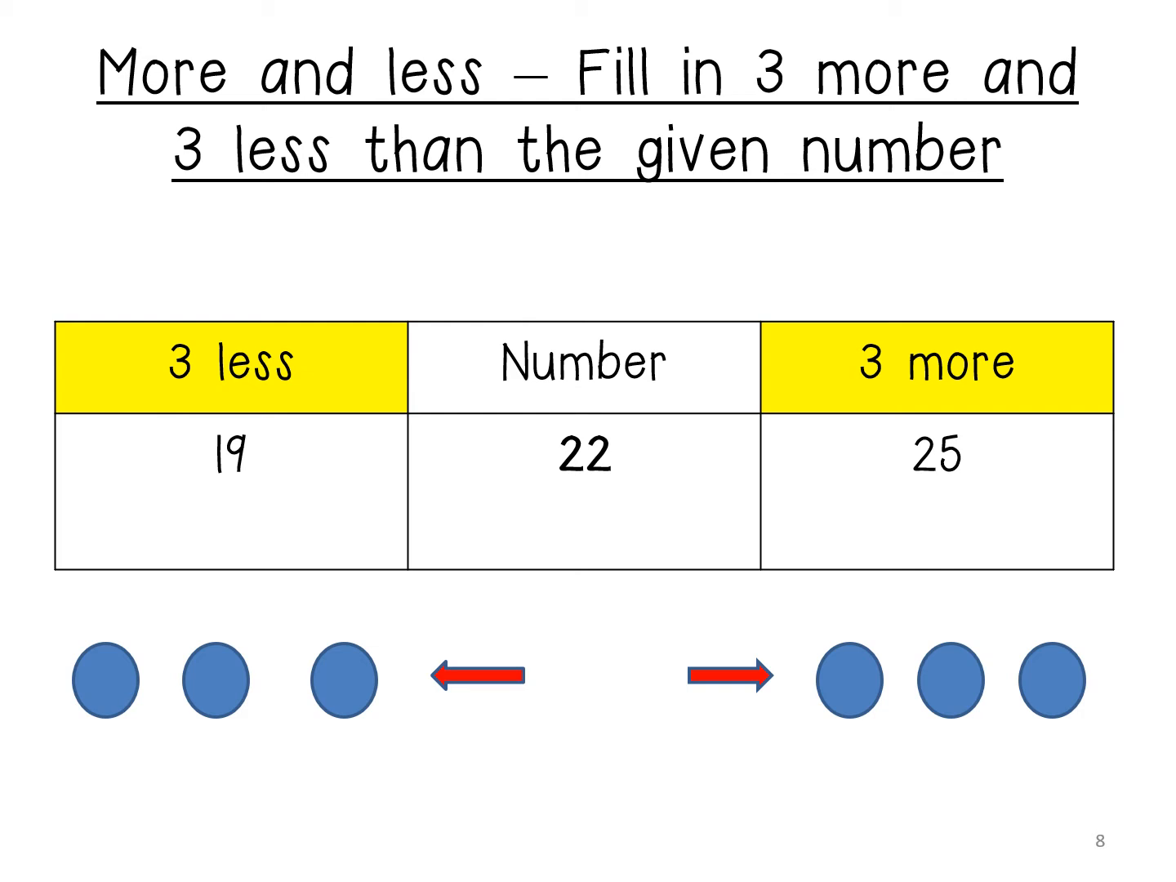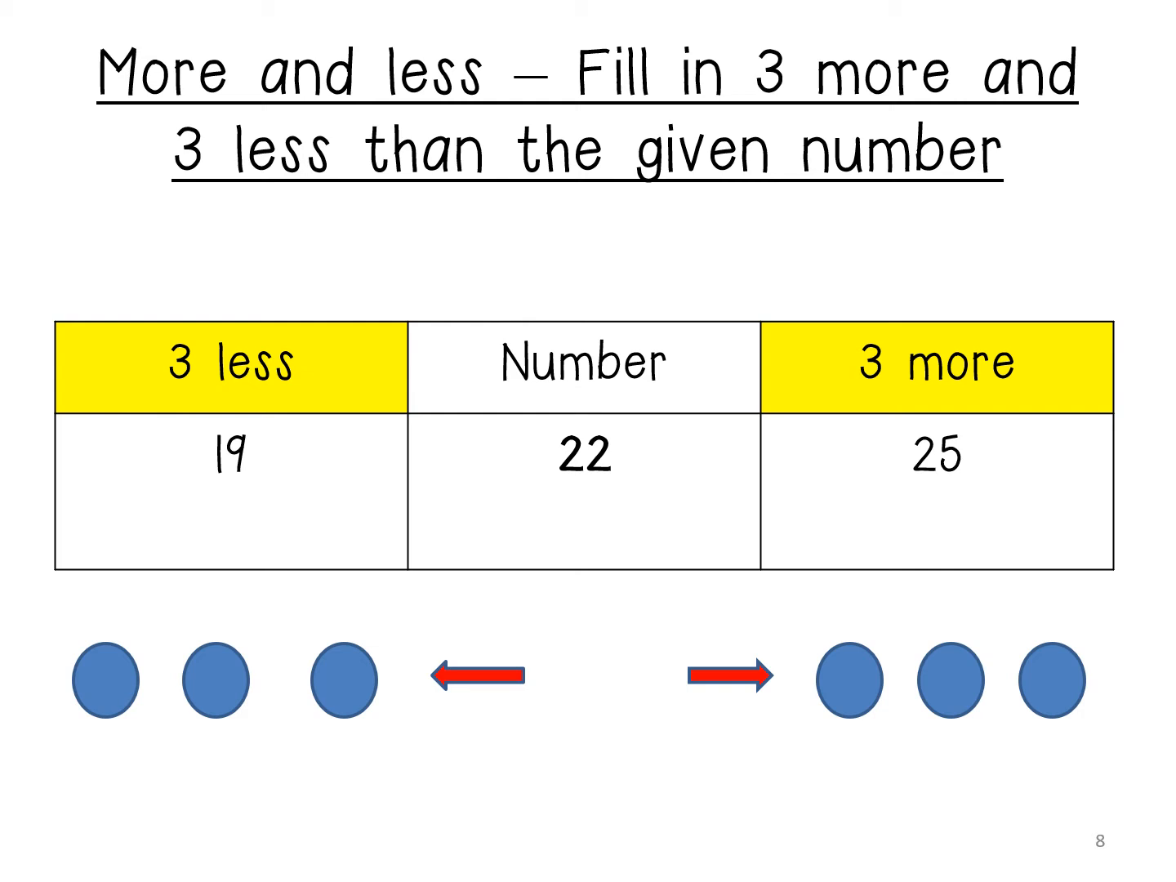As you can see, I have drawn 3 circles that point to the left and 3 circles that point to the right. So the right means you're going forward or counting forward, and the left means that you are counting backwards. So 3 less means that we are counting backwards. As you can see the arrows pointing left and right. Now let's see. 22. Let's count 3 less. Remember, we're going 3 backwards.